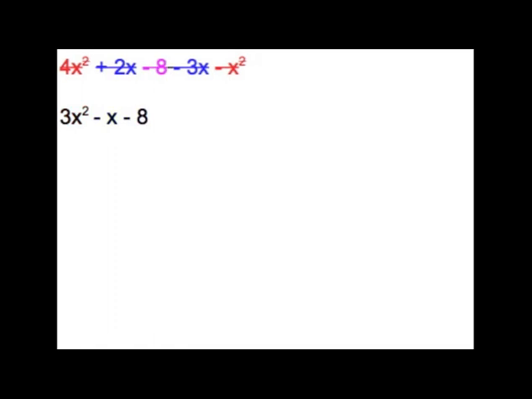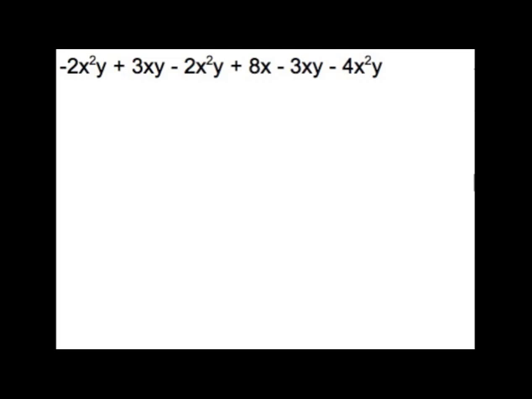Now that we have combined all of our like terms, we have our final algebraic expression. So simplifying this algebraic expression gives us 3x squared minus x minus 8. Again, this is as far as this algebraic expression can be simplified because there are no more like terms. Let's try a final example.